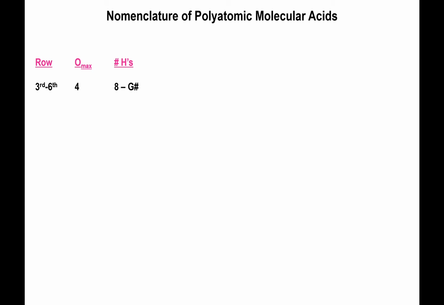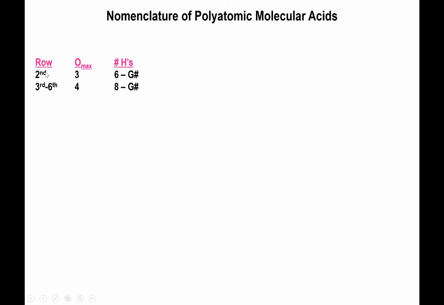And the first thing I want to show you in respect to these elements is what happens when the element in the middle, the central element, belongs to the third through the sixth row in the periodic table. The one thing that we're going to utilize to come up with the names is to account for the fact that elements below the second row of the periodic table can take up a max number of 4 oxygens. And the number of H's are actually given by 8 minus the group number of the central element.